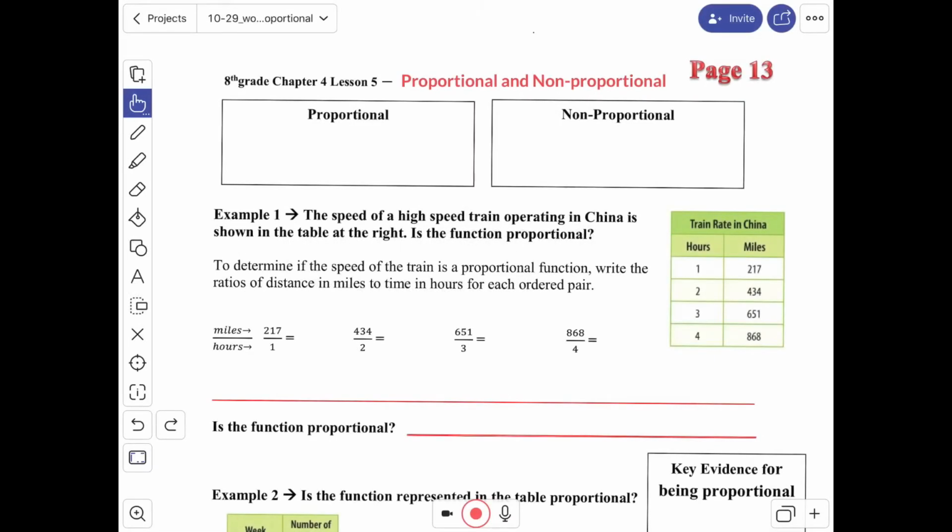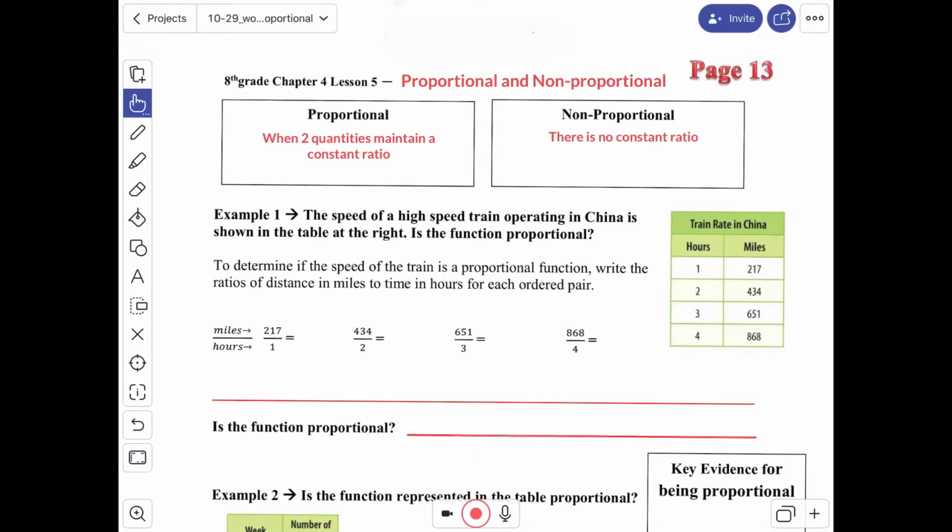Today we're covering 8th grade, Chapter 4, Lesson 5, Proportional and Non-Proportional. Proportional means when two quantities maintain a constant ratio. Non-proportional, of course, would be no constant ratio. So let's talk about what would be a ratio.